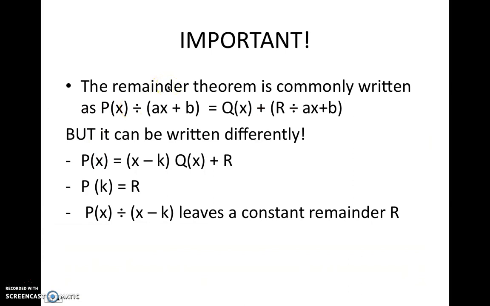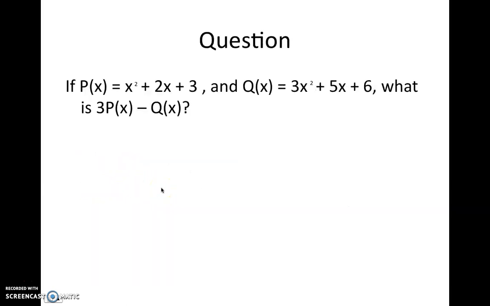But before that, the remainder theorem is commonly written as p(x) divided by (ax + b) is equal to q(x) + r over (ax + b). However, it can be written differently. So you can have p(x) = (x - k)q(x) + r. And when you divide p(x) by x - k, it leaves a constant remainder r. And when you put k into the x value, p(k) is equal to r. So here's the question.